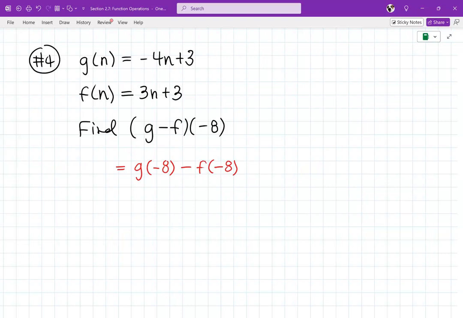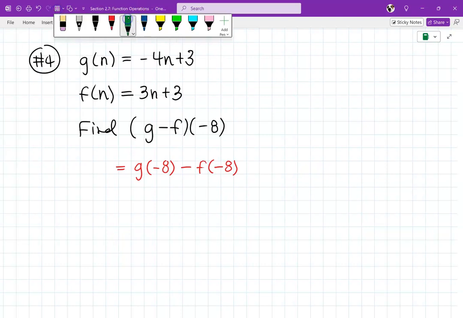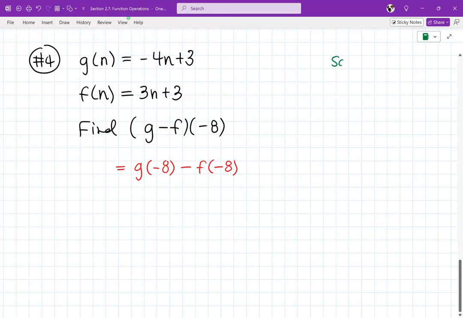So I'm going to change my ink here. I'm going to do a little bit of scratch work. Just so you know, this is me just working on the side. You don't have to write the word scratch work if you don't want to. It's just for the note purposes. So first I want to find g of -8. So g of -8, that's going to be -4 times -8 plus 3.